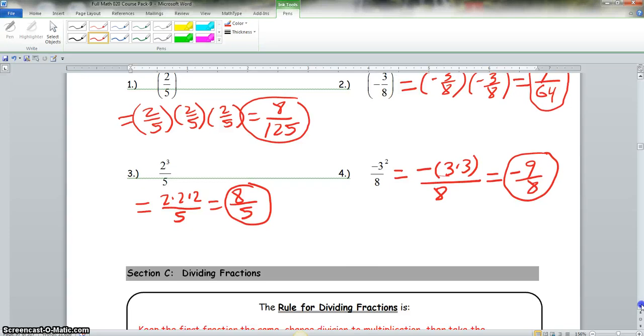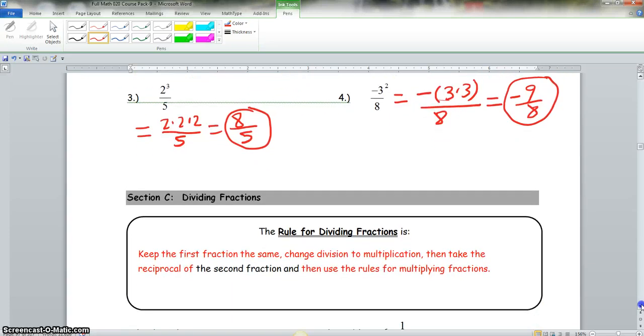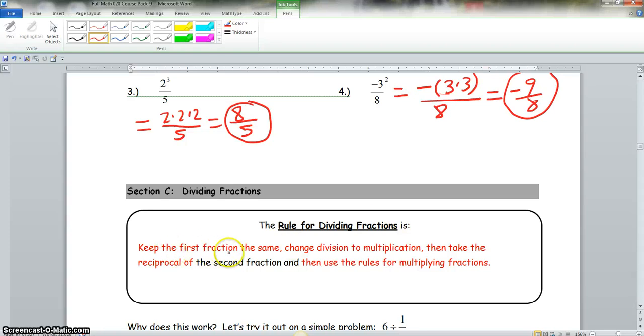Now we go down here to section C. It says dividing fractions. The rules for dividing fractions is keep the first fraction the same, change division to multiplication, then take the reciprocal of the second fraction, and then use the rules for multiplying fractions.